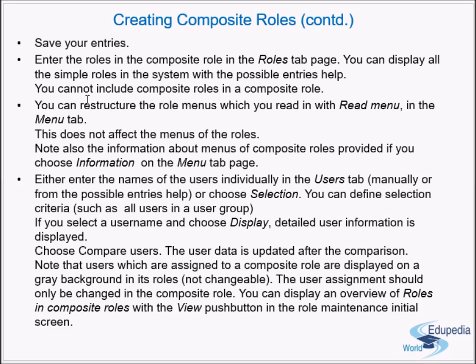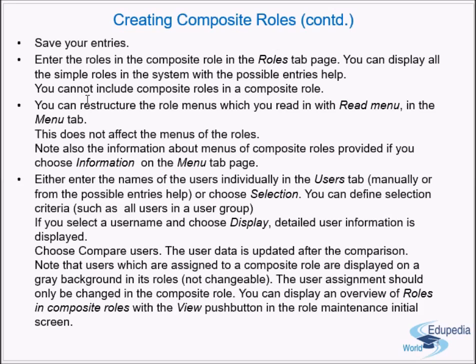Now either enter the names of the users individually in the users tab, or choose selection. You can define selection criteria, and you can put in all user groups also. If you select the username and choose display, detailed user information is displayed. Choose compare users, and the user data is updated after the comparison. Note that users which are assigned to a composite role are displayed on a gray background in its roles. The user assignment should only be changed in the composite role. You can display an overview of roles in composite roles with the view pushbutton in the role maintenance initial screen.